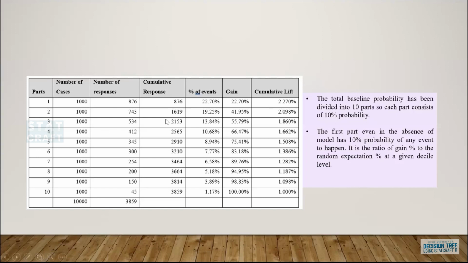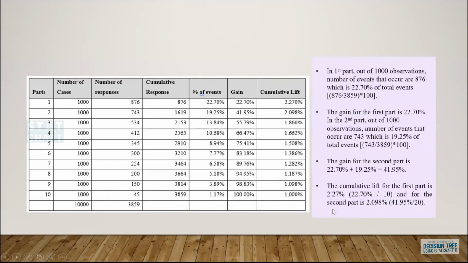If I talk about the second part, the total number of events which have happened is 876 plus 743, which is 1619, divided by 3859. So it is 41.9%. The summation of these two, 41.95% divided by 20%, gives me about 2. So here also the lift is high and the model is working perfectly. Whenever my lift is more than 1, the model is working well.